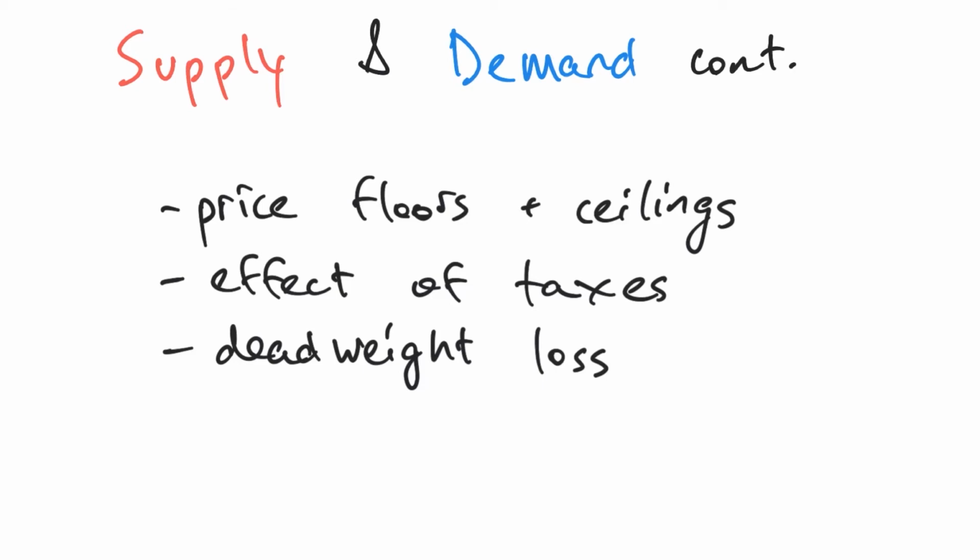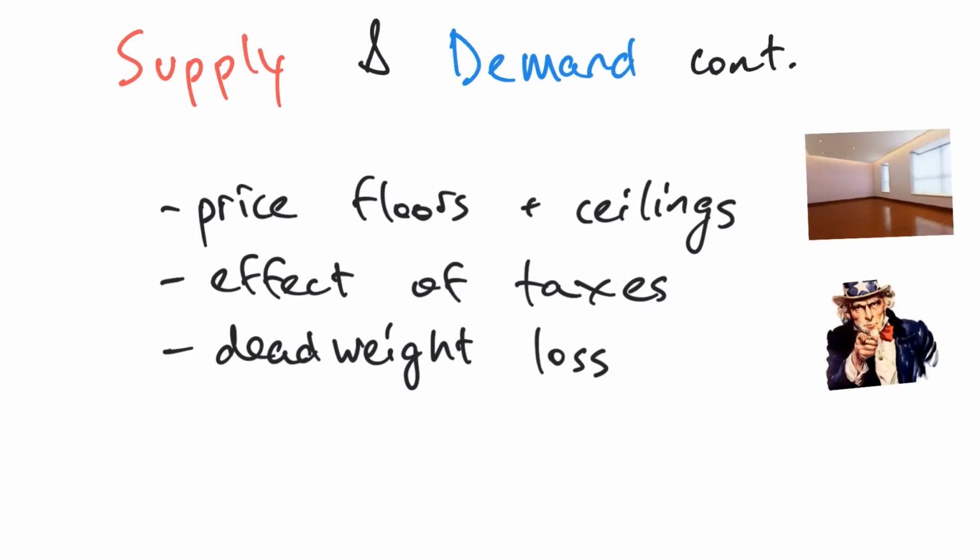Hey guys, so last time we talked about supply and demand and their equilibrium, and briefly talked about what happens to the supply and demand curves under different conditions. So check out that video if you haven't already. Today let's continue with this topic and talk about price floors and ceilings, taxes, and the deadweight loss it creates in an economy.